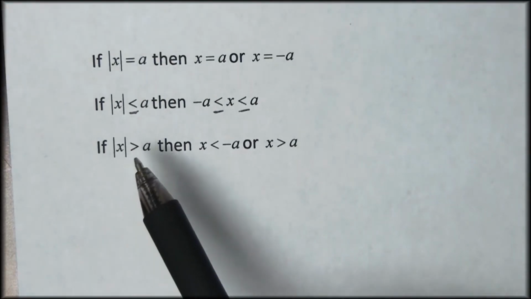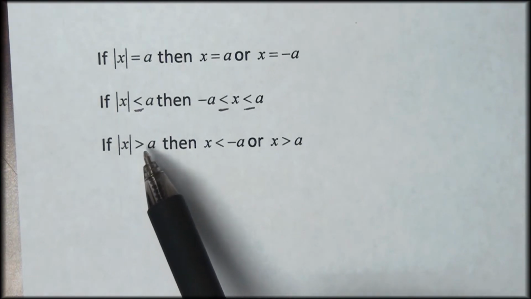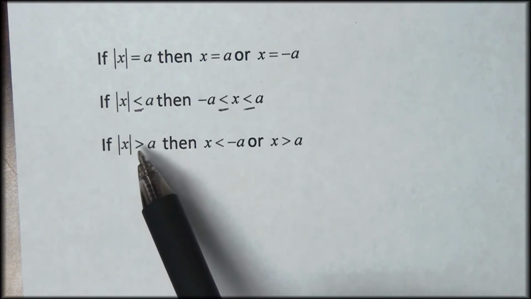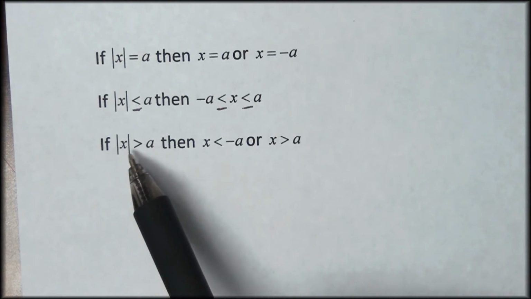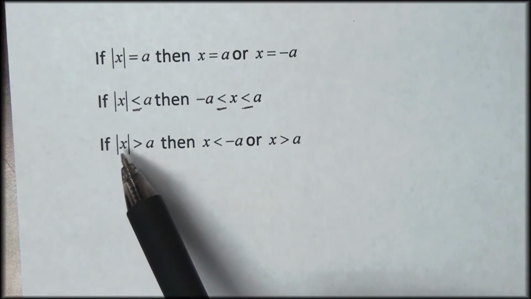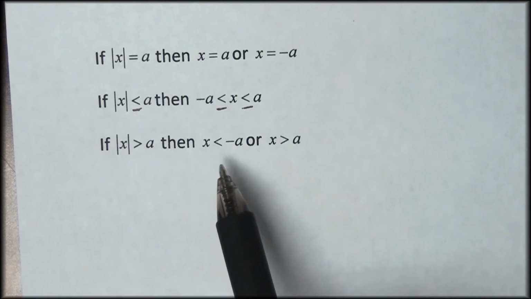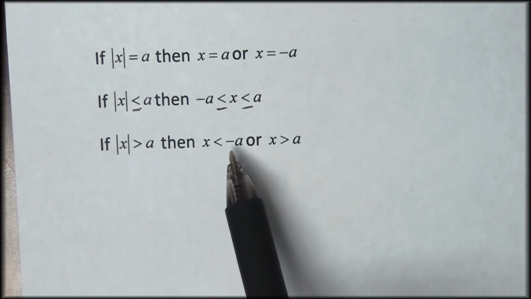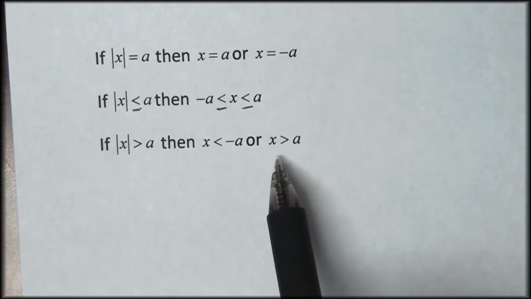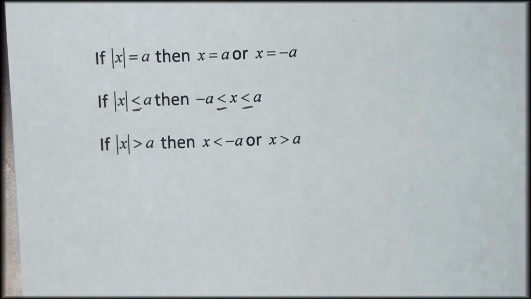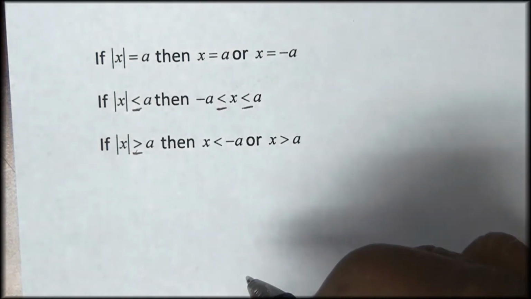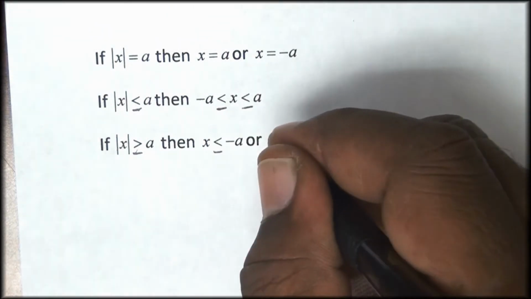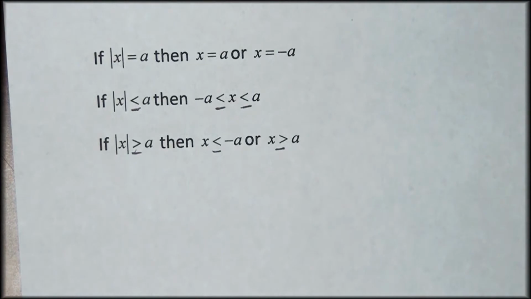We're given the next formula for the absolute value greater than or the absolute value greater than or equal to, and it states that if the absolute value of x is greater than a, then you want to solve x is less than negative a or x is greater than positive a. If you're given a greater than or equal to inequality, your equal to bar will follow in your formula.